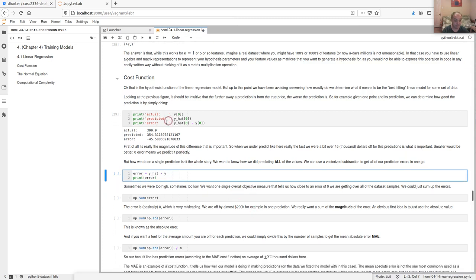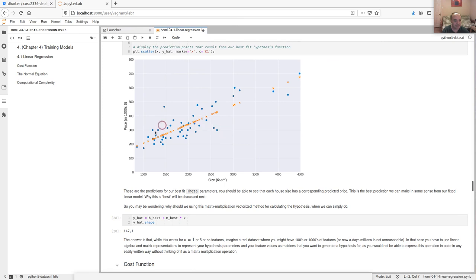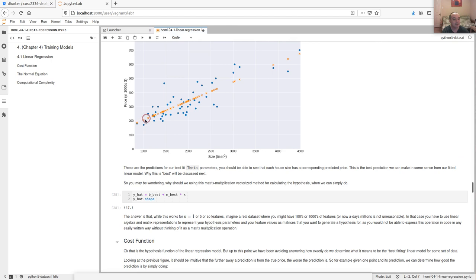But how you're doing on a single prediction doesn't tell you how well my model fits the data overall, because sometimes we do really well, sometimes we're doing really badly. So how is this the best model? Well, the best model is the one that minimizes the errors for all of the data points you're trying to fit. That's what the cost function is.